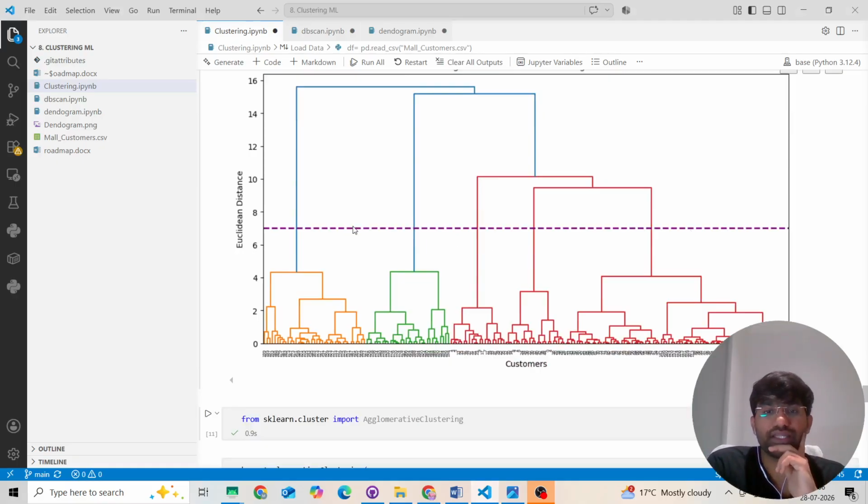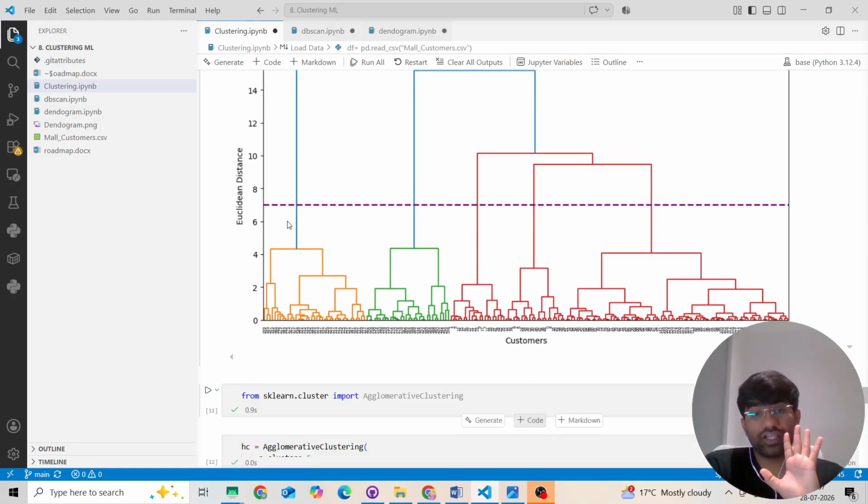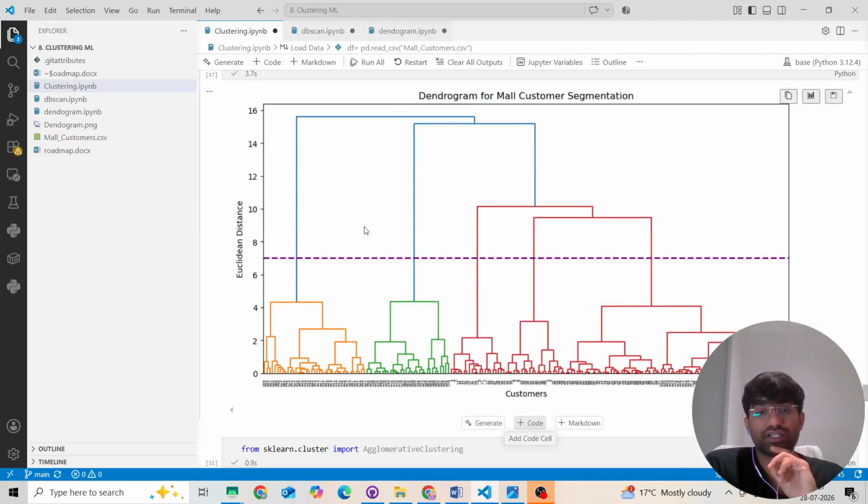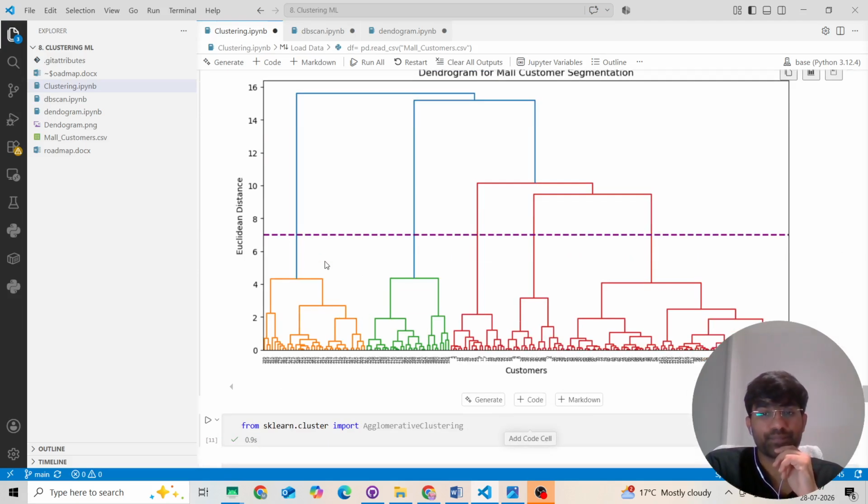Let's count how many lines it is cutting. 2 blue lines and 1, 2, 3 red lines. 3 red lines and 2 blue lines it is cutting. That means the number of clusters is 5. So the optimal number of clusters is 5. I should use k value as 5 to build my agglomerative clustering. The purple line I have drawn is cutting 5 lines.